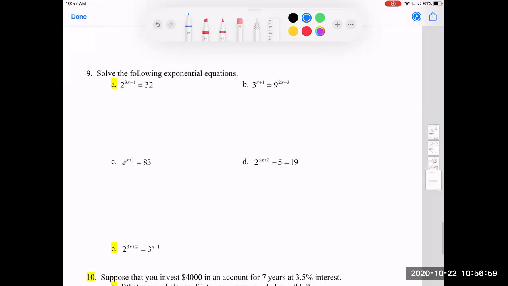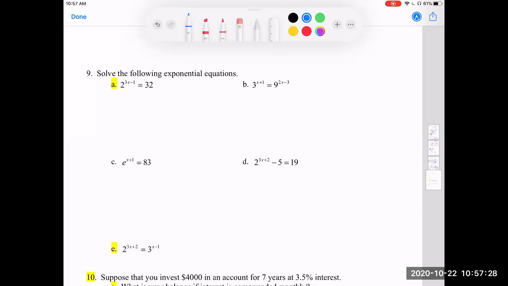Okay, let's go on to 9. For 9, I'm doing A and E. All right, for A, solve the following exponential equations. So sometimes when we're trying to solve for the exponent, I can't move forward. But we can use that third property of logarithms, take the log of both sides, and that way bring that exponent down. And we'll see that in E.